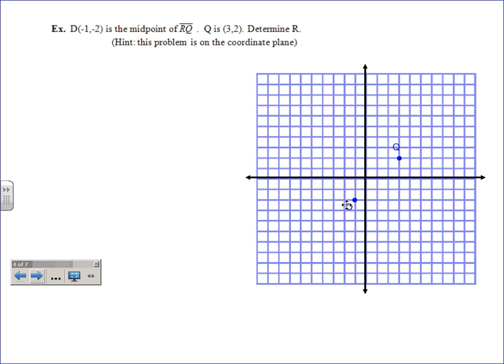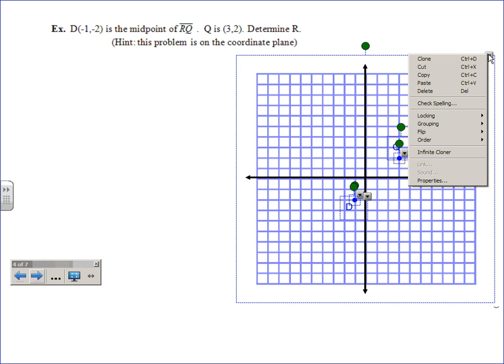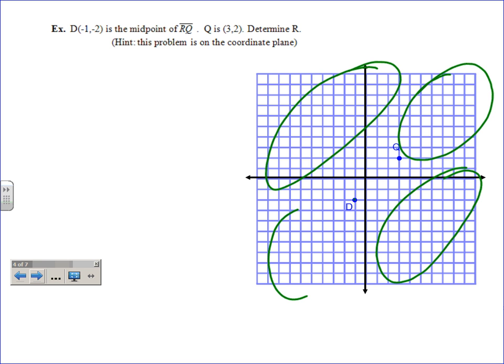Is that a little better? Okay. Now let's try it. All right. So now we're saying D is the midpoint. So again, answer my question. Is R going to be over here somewhere? No. Is R going to be down here somewhere? Over here? No, let's face it. It better be down there somewhere, right?